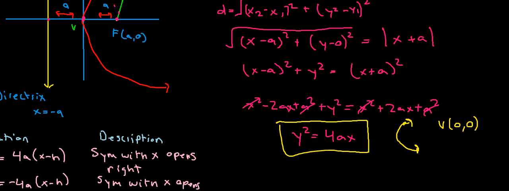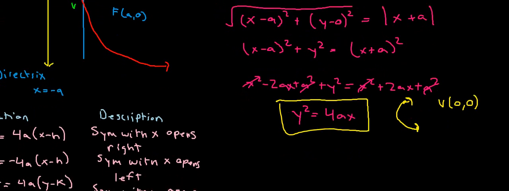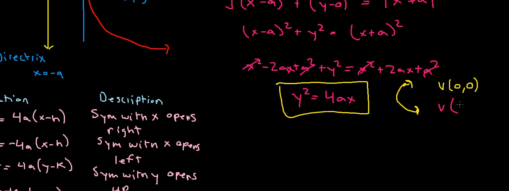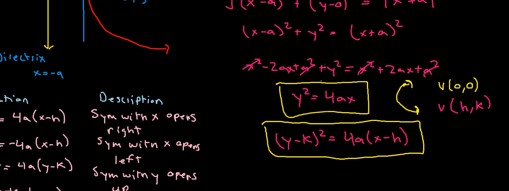If I want an equation for something with a different vertex, with an ambiguous vertex, so vertex (h, k), then all I have to do is just subtract the vertex values from the y and x. So this would be y minus k squared equals 4a times x minus h. And this is for a parabola that is symmetrical with the x-axis. I'm just going to write it out. So this is for a parabola that looks like this.